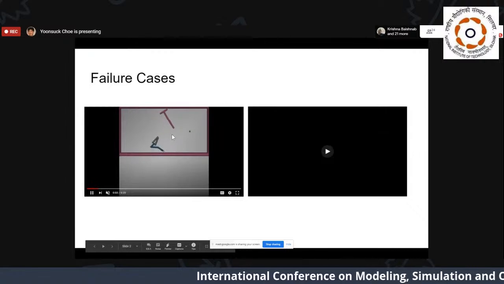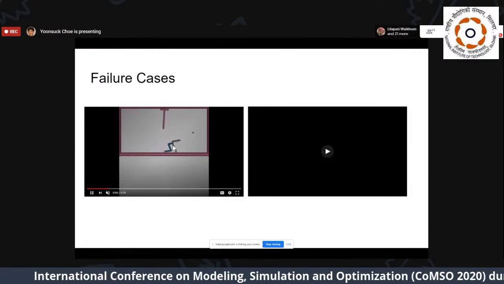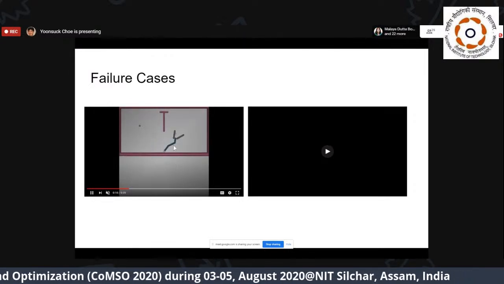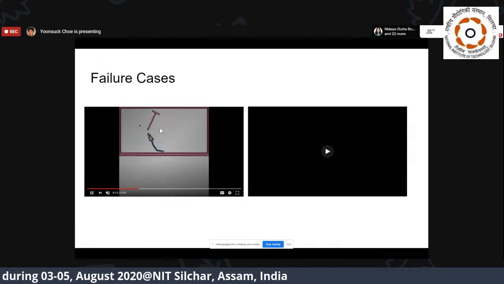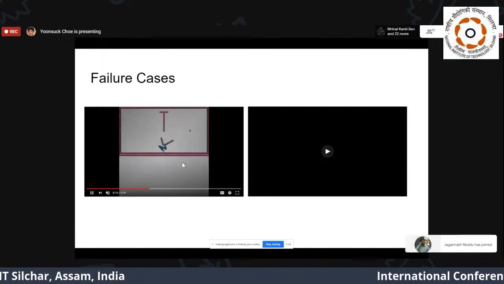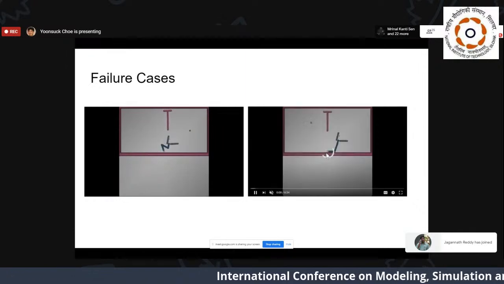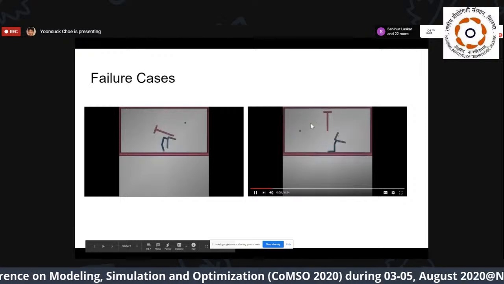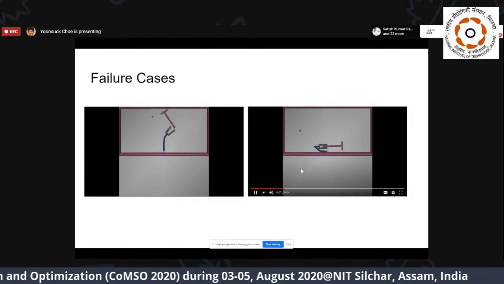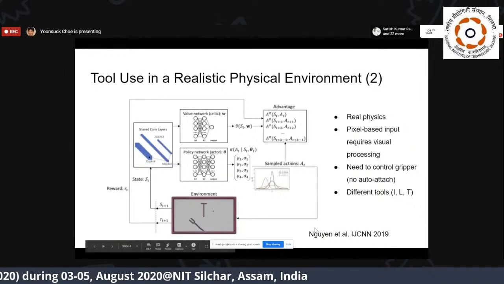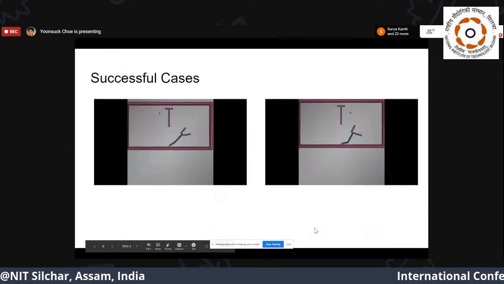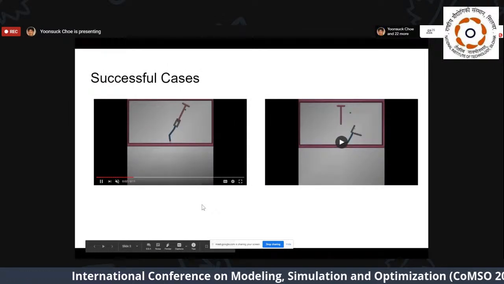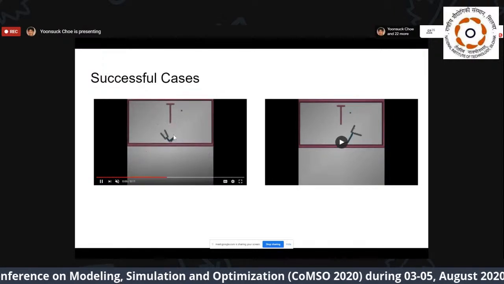As you can see, it's trying to grip and it's failing. And this is a physical simulation, so there's friction and sliding and so on. So here's another failure case. It picked up the tool, but it failed to reach and drag the target to the bottom. And here are some successful cases. So the task was to bring it down to the bottom.